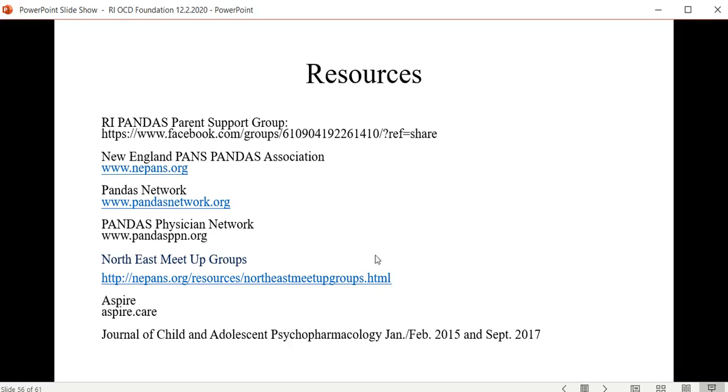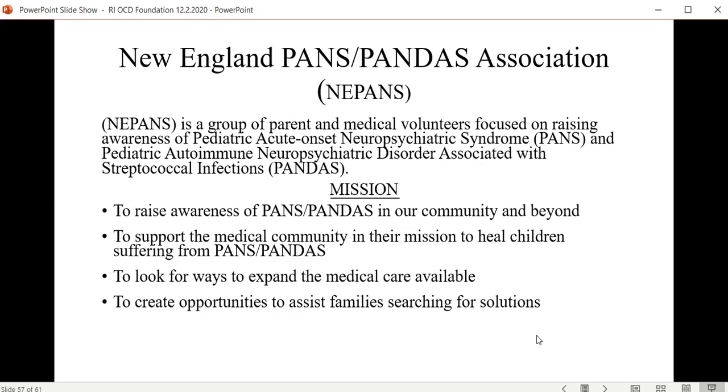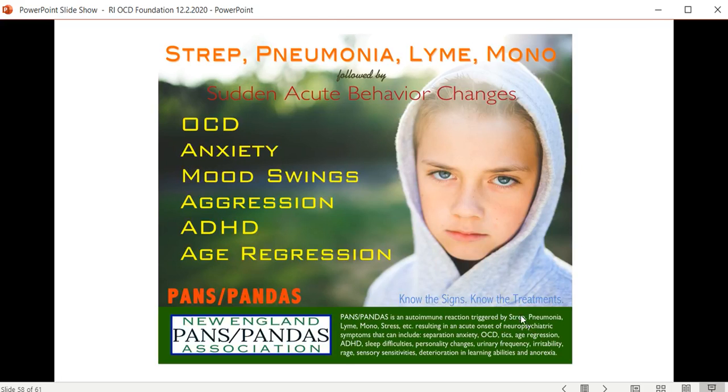There are meetup groups. Aspire is a new group trying to meet a nationwide need. And then the journals, these two journals, if you go to PANDAS Network, these two are available on their website. You don't have to pay for them. New England PANDAS, I give you more information here about that. This is one of the examples of their pictures that they lend people.